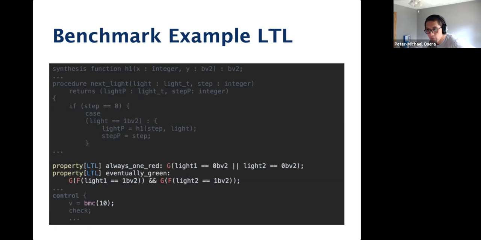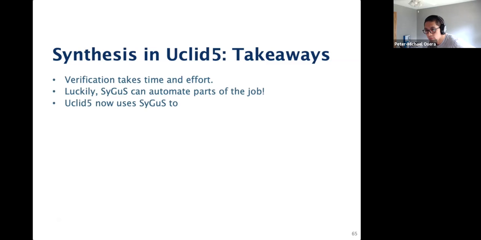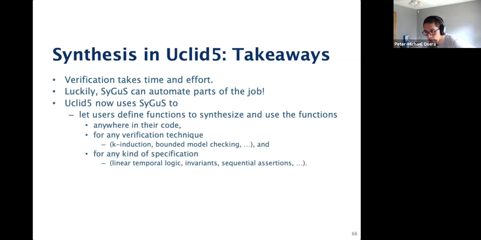So to wrap up, we observed that verification takes a lot of time and effort, but that luckily SyGuS can be used to automate a lot of this work. We then talked about how Uclid5 now uses SyGuS to actually do this by letting users define functions to synthesize and use them anywhere in their code for any verification technique for any kind of specification.